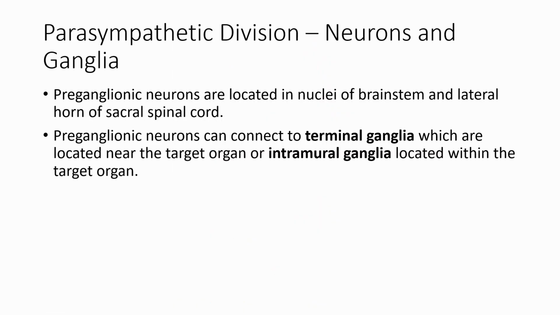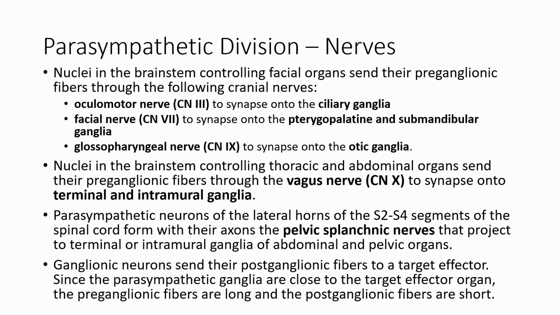Now with the parasympathetic division, the preganglionic neurons are located in the nuclei in the brainstem and in the lateral horn of the sacral spinal cord. We can connect to the terminal ganglia, which are near their target organ, or the intramural ganglia that are actually in the target organ. So super long preganglionic neurons, super short postganglionic neurons. This is a lot of text. We're going to get through a good chunk of it, and then we're going to look at the picture.